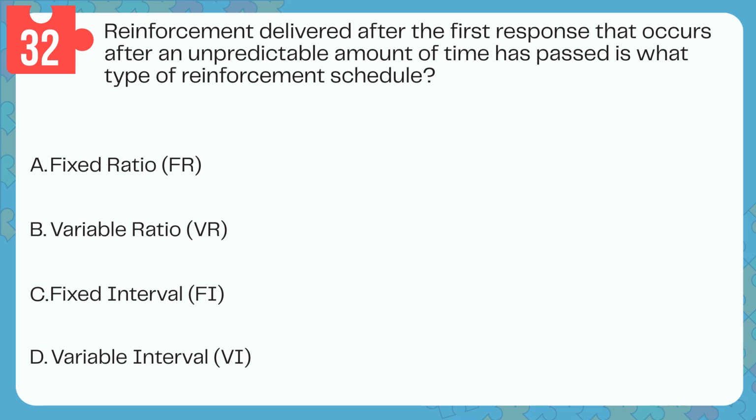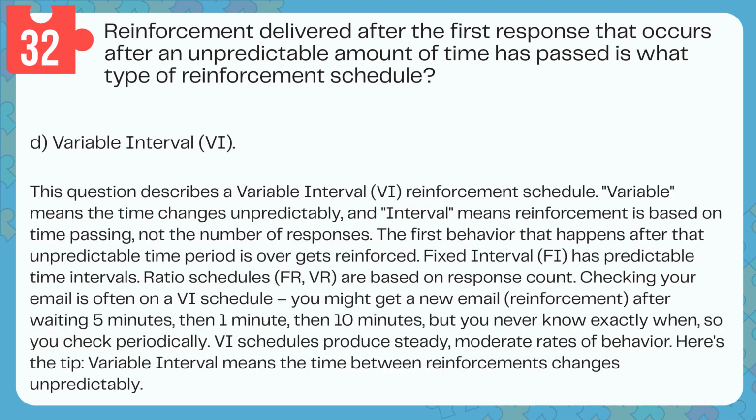Question 32. Reinforcement delivered after the first response that occurs after an unpredictable amount of time has passed is what type of reinforcement schedule? A. Fixed ratio, FR. B. Variable ratio, VR. C. Fixed interval, FI. D. Variable interval, VI. Answer. D. Variable interval, VI.